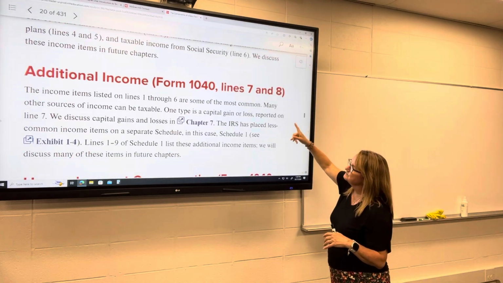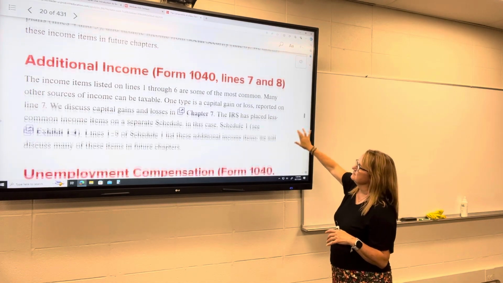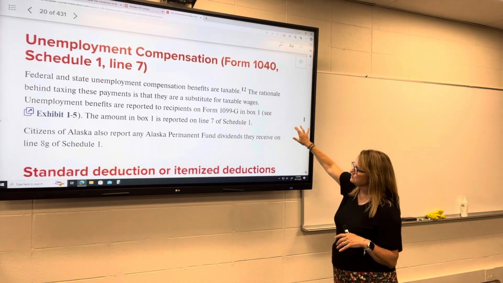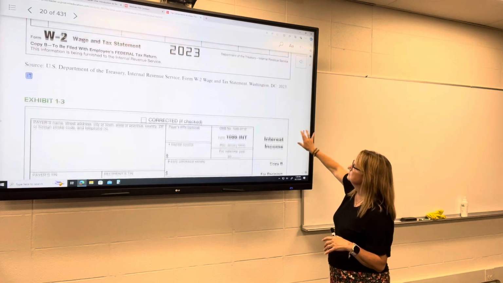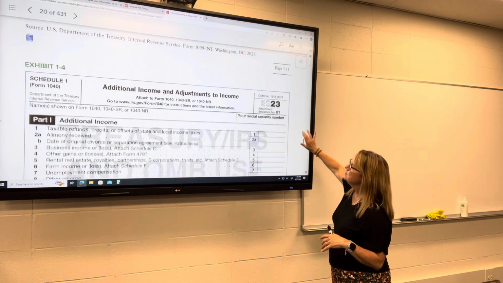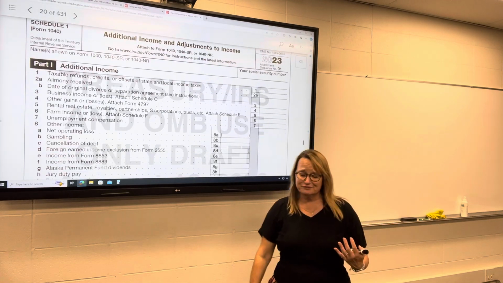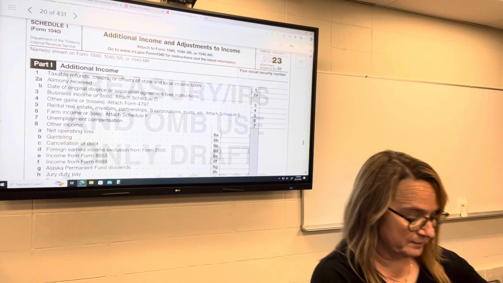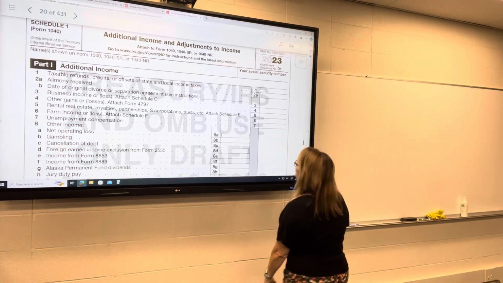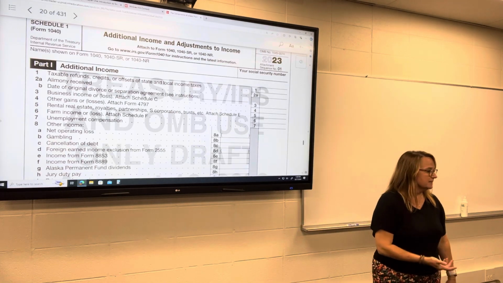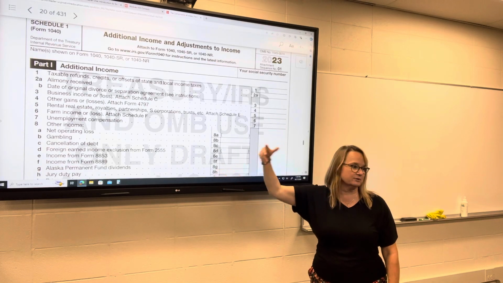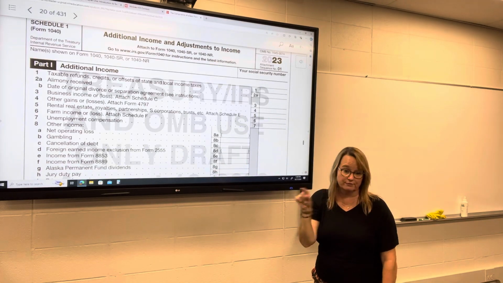Additional income, I showed you those lines 7 and 8. Unemployment compensation. So there is this supplemental schedule. I don't know if they have it on here. Yes, there it is. Additional income. So there are lots of different types of income, and it's impossible to put all of them in that little spot on the Form 1040. So they've got a separate schedule with some specific types of income listed. Now, obviously, there are even more types of income than what are listed on here, and so there is a catch-all caveat for just other income.